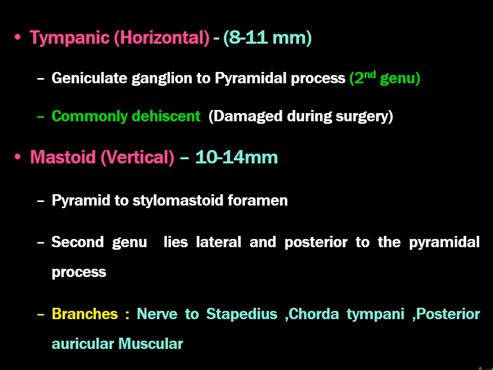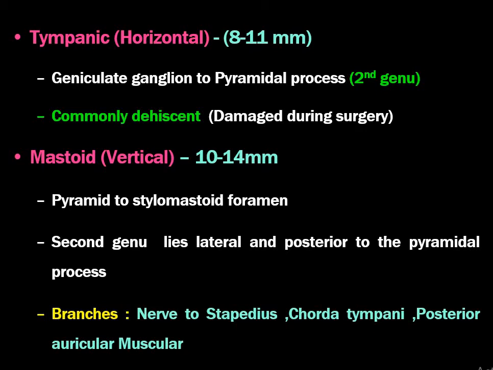The tympanic segment, also called the horizontal segment, although it is not truly horizontal, is 8 to 11 mm in length. It traverses from the geniculate ganglion to the pyramidal process, that is second genu. It is commonly dehiscent congenitally, therefore it is damaged during surgery.